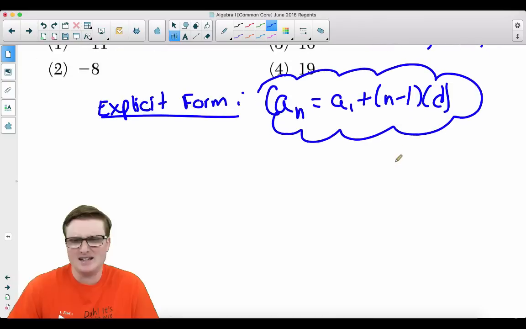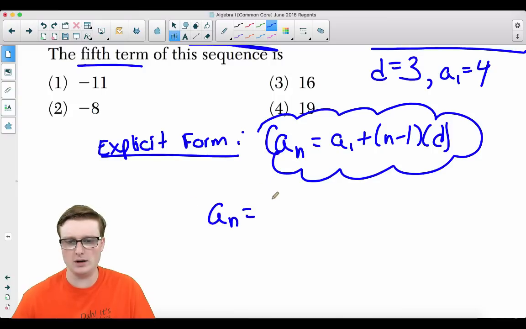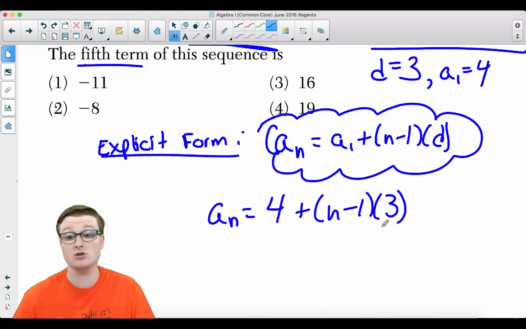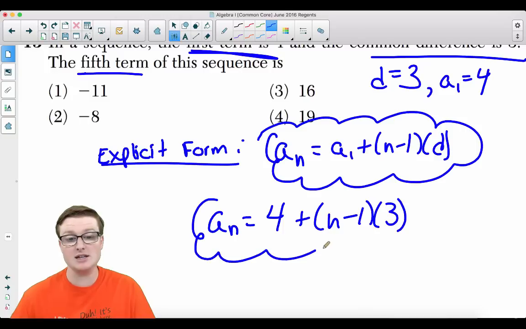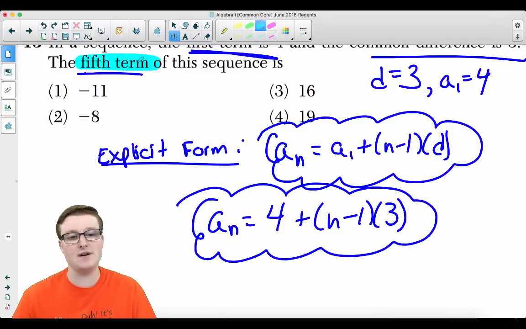Plug it in, see what you get. So we get a sub n is equal to the first term, which is 4, plus n minus 1 times the common difference of 3. Great. This, ladies and gentlemen, is your explicit form. But the question's asking you to find the fifth term.